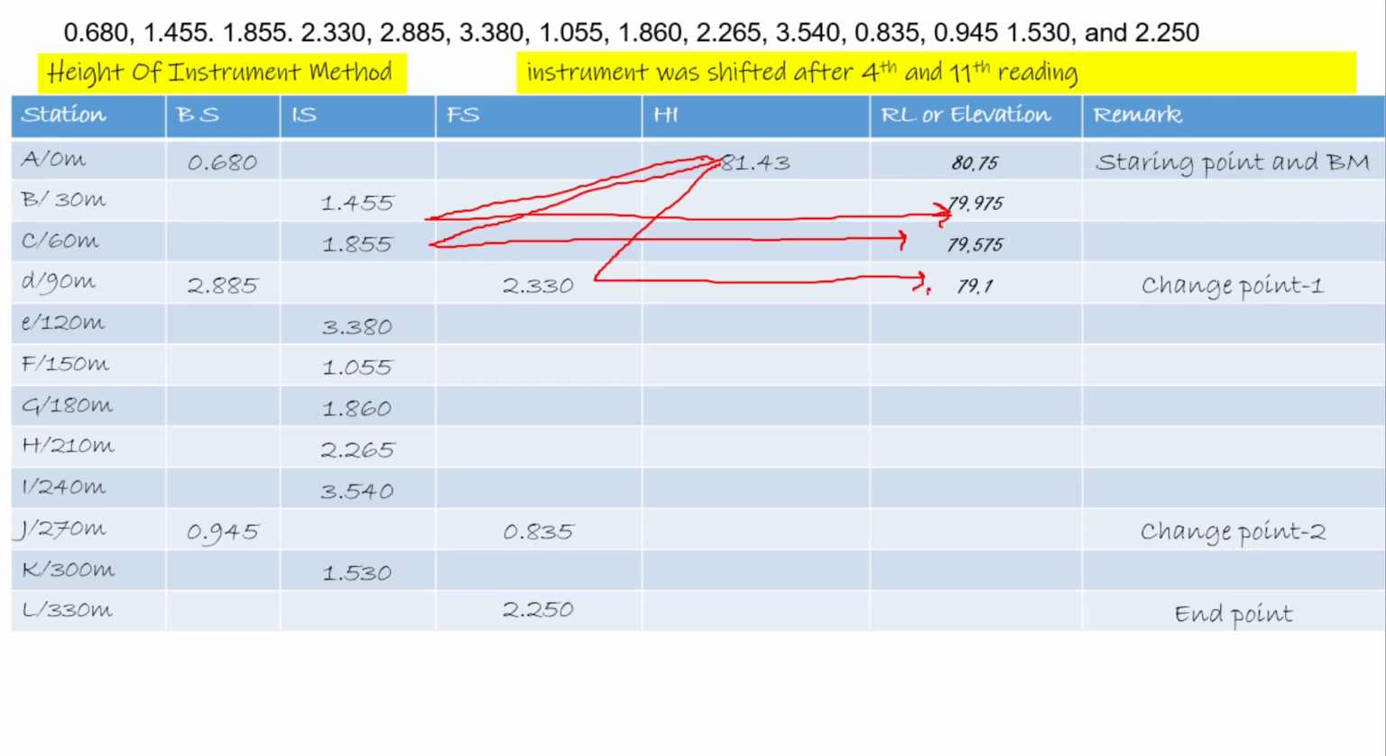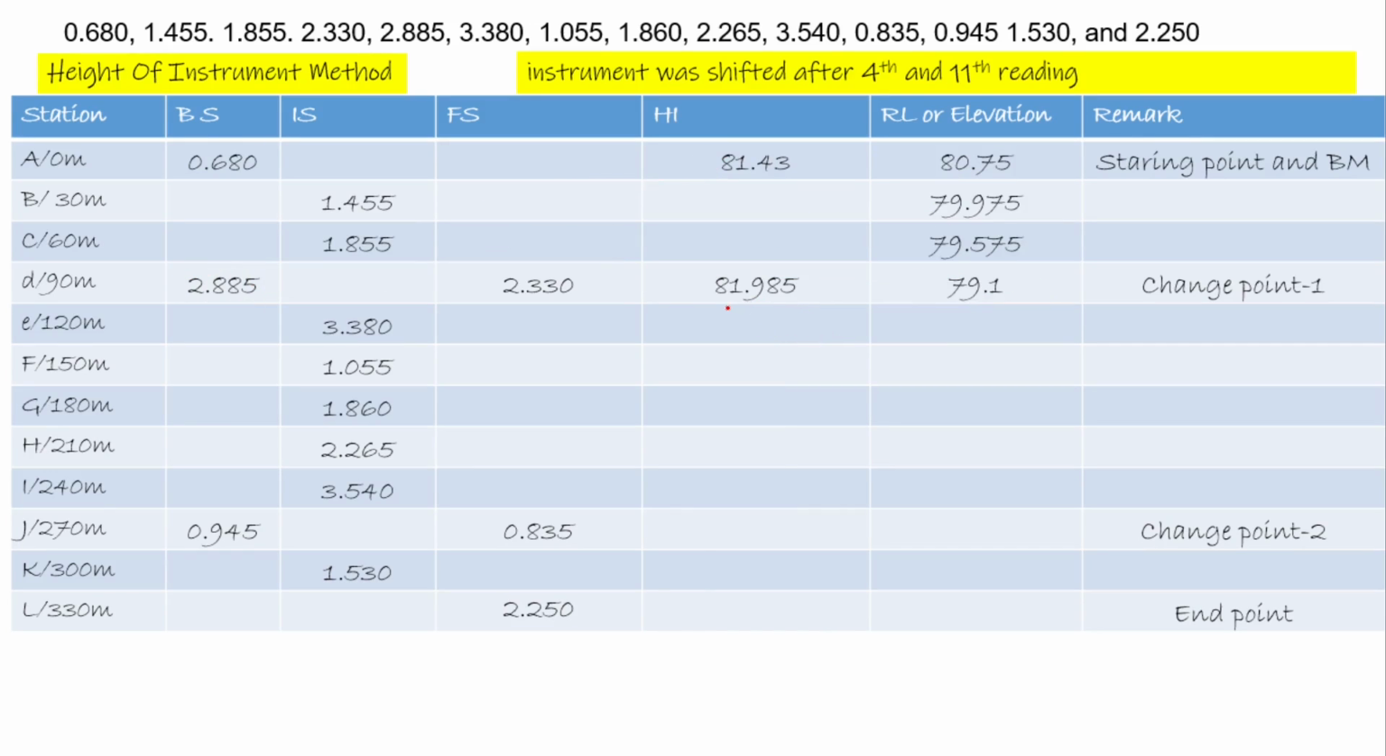So up to this point we have calculated the RLs. Now we know the elevation of this point, and this one is your backside. So we have to add these two, then we will get the new HI. So it is your second HI. It is the summation of this and this. Okay. So we will get this.